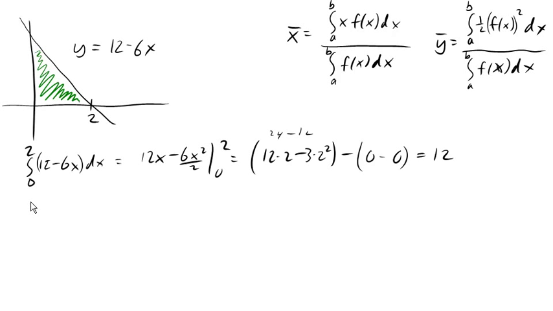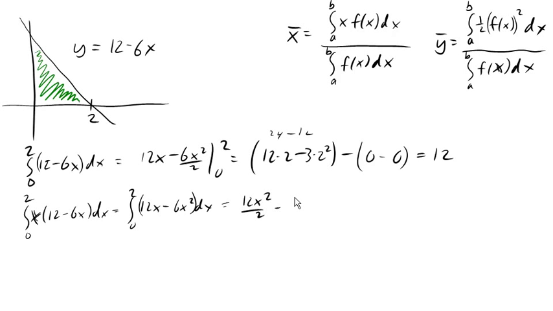And so now for the x bar, we're going to need the integral from 0 to 2 of x times this function, right? So x times 12 minus 6x, or in other words, 12x minus 6x squared. So integrating that, we got 12x squared over 2 minus 6x cubed over 3, or in other words, 6x squared minus 2x cubed evaluated from 0 to 2. So that's going to be 6 times 2 squared minus 2 times 2 cubed.